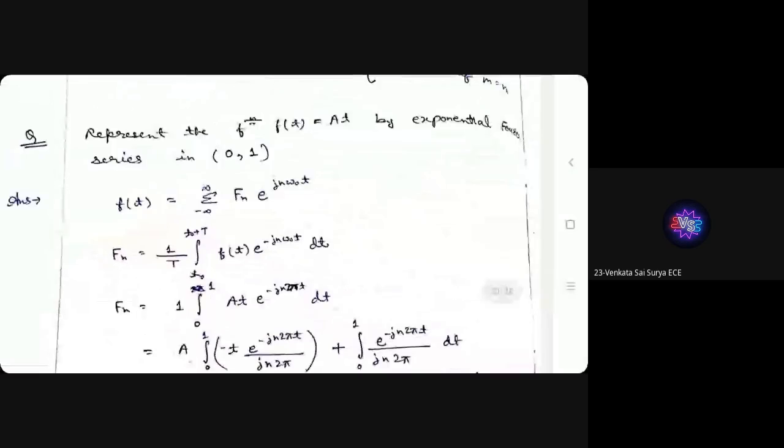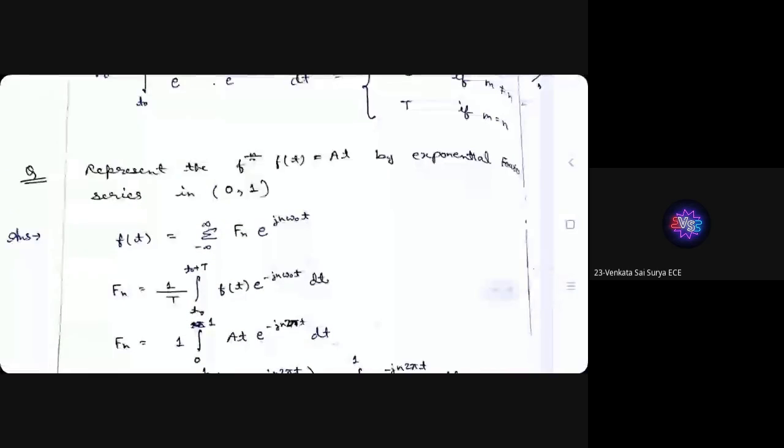So take down this problem. The same problem we have done already for a trigonometric Fourier series, the same thing we are going to do with exponential Fourier series. Represent the function f of t equal to at by exponential Fourier series in the interval 0 to 1. Take down this problem.